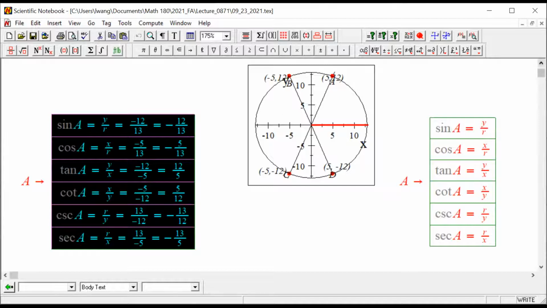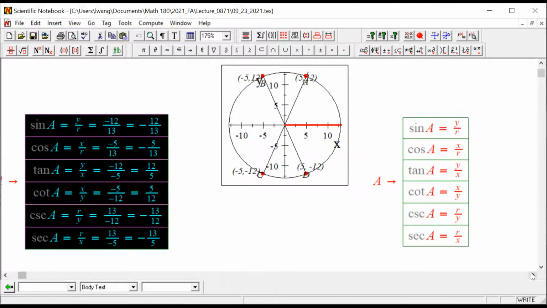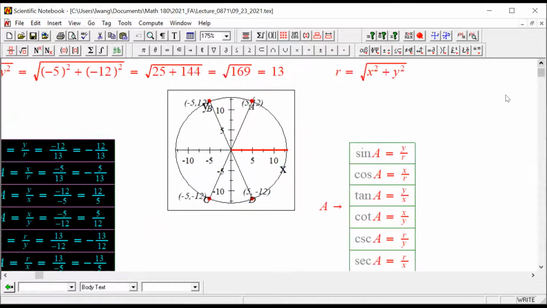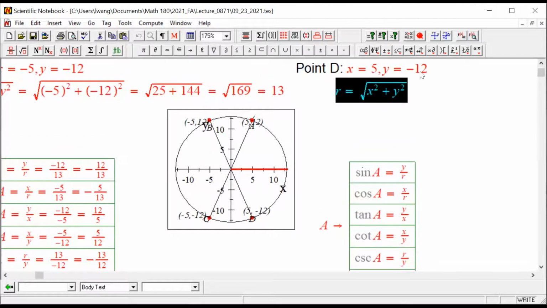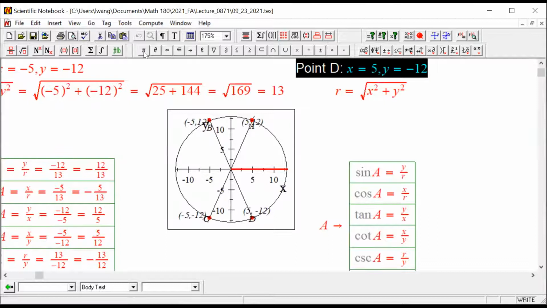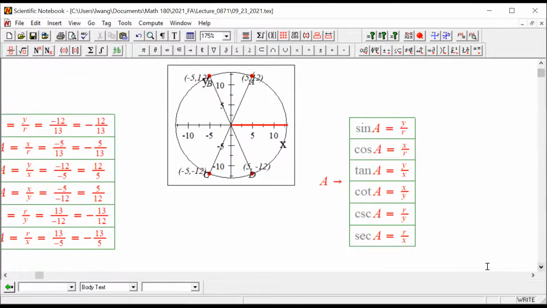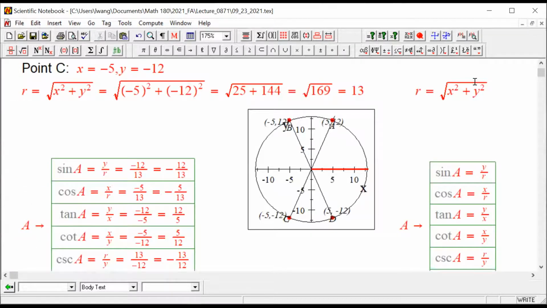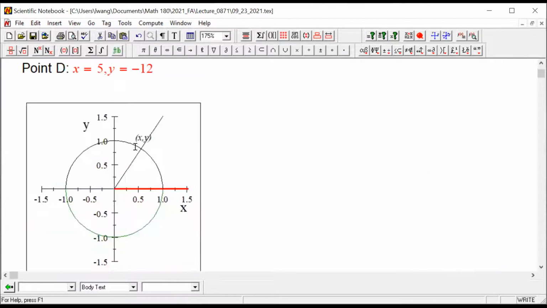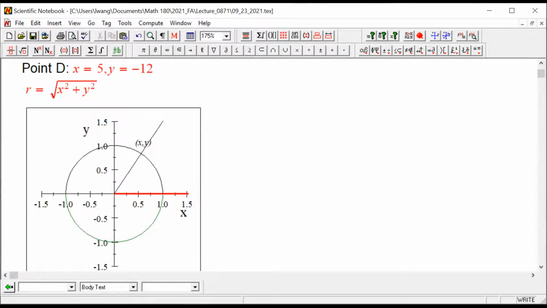What did you get for D? Could I see some contributions from you? First of all, I want you to do these. So for point D, I think we're running out of space, so I'm going to put it here. That's for D. And for the R, I want you to do this. Just go through that process.